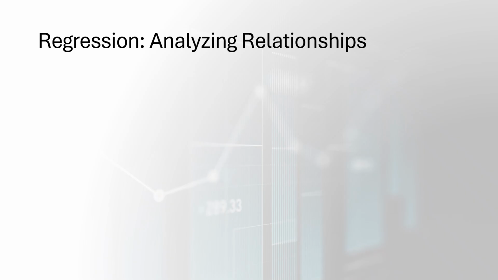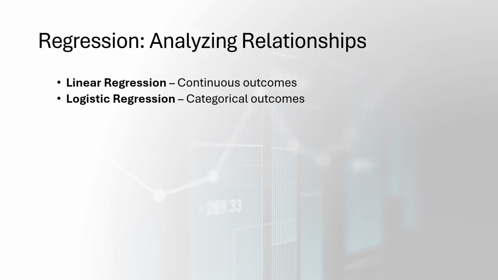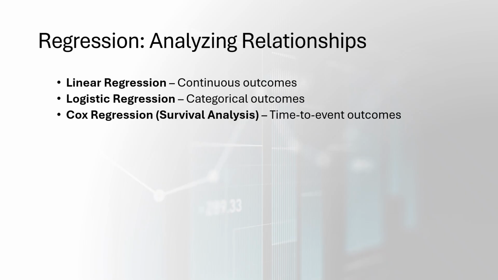Welcome to the amazing world of regression. Regression analysis is a powerful statistical tool used to explore the relationship between variables. The three main types of regression include linear regression, which is used for continuous outcomes, logistic regression, which is for categorical outcomes, and Cox regression, also known as survival analysis, which is for time to event outcomes.